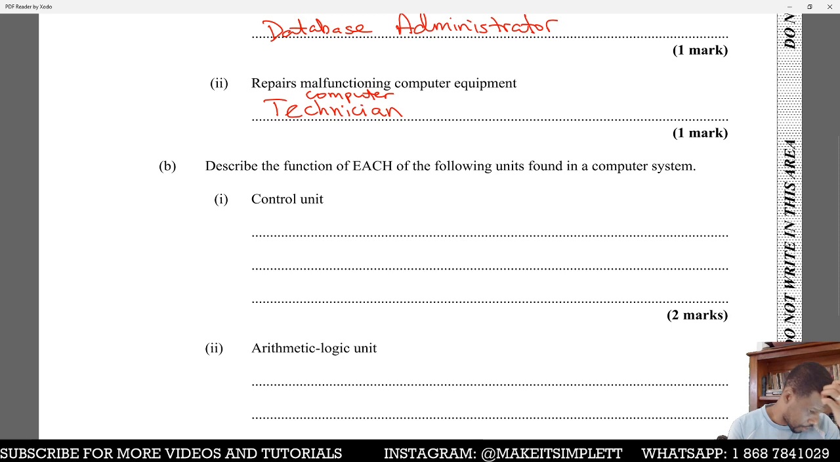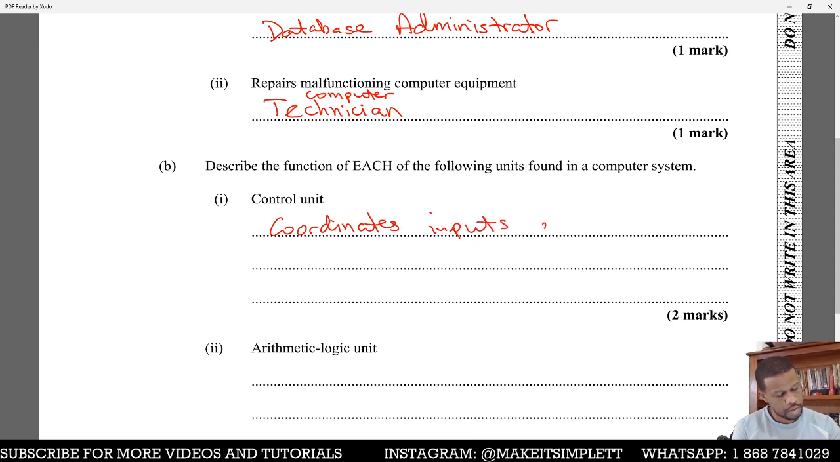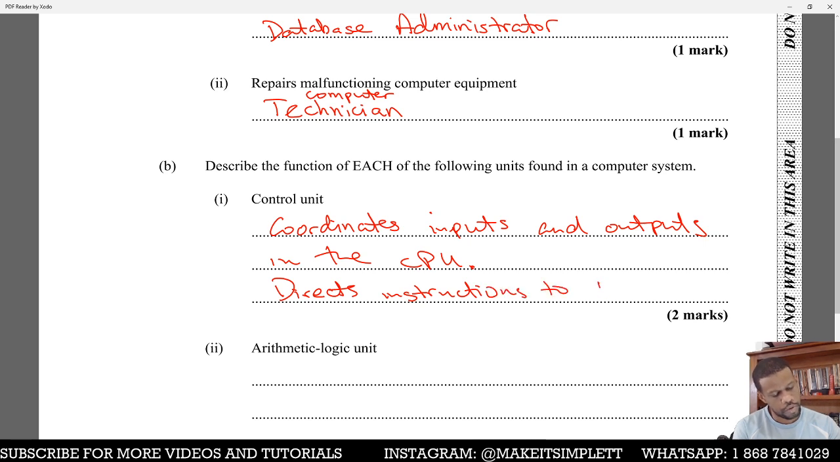Cool. All right, describe the function of the following in a computer system. The control unit. The control unit coordinates input and output. You could also say something like it directs instructions to the ALU. Either one of those will be okay.